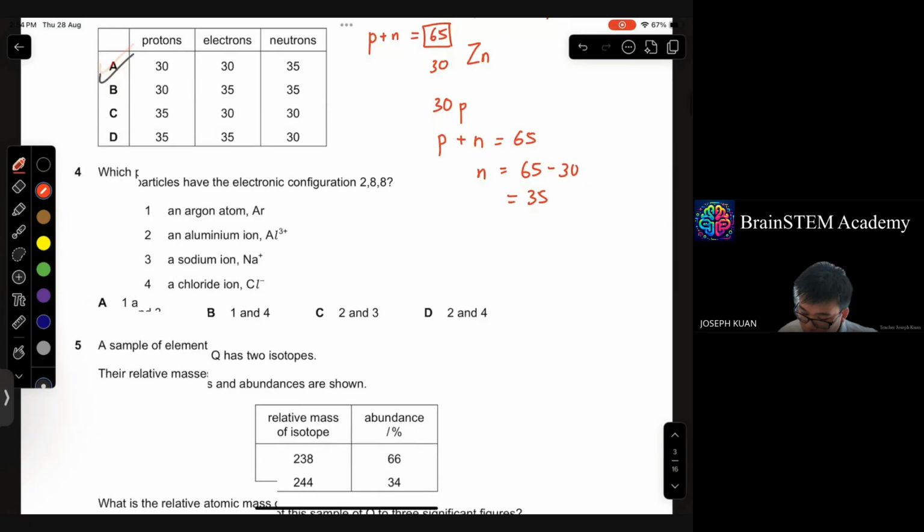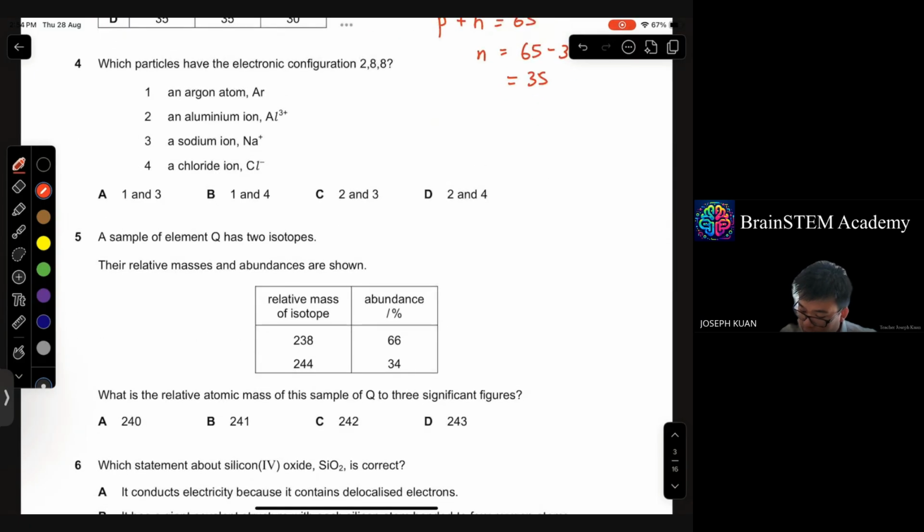Question 4. Which particles have the electronic configuration of 2,8,8? First of all, argon has 18 electrons, so it's arranged in 2,8,8. For ions, it's better for us to find the atoms' number of electrons and electron arrangement first.